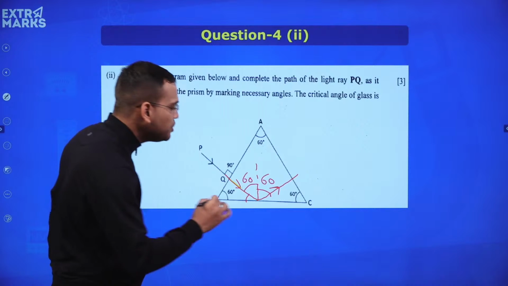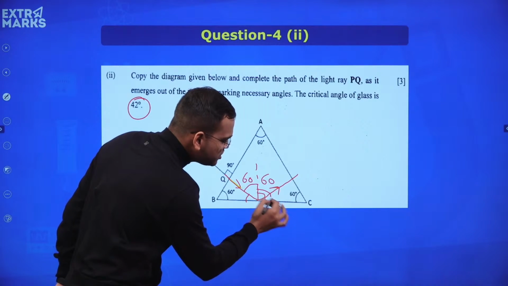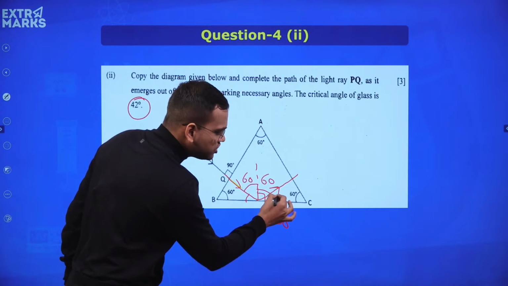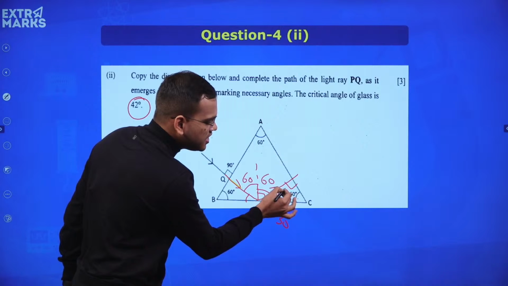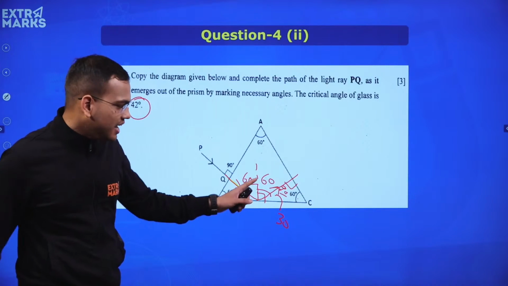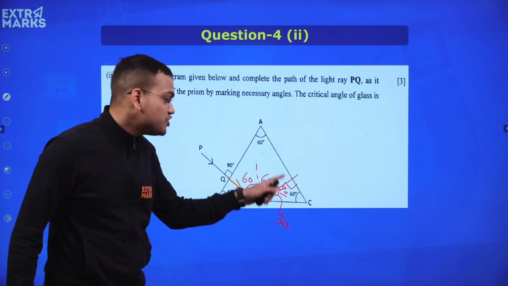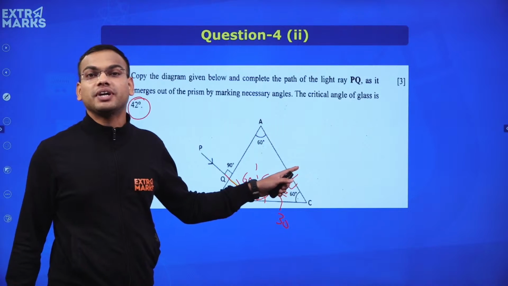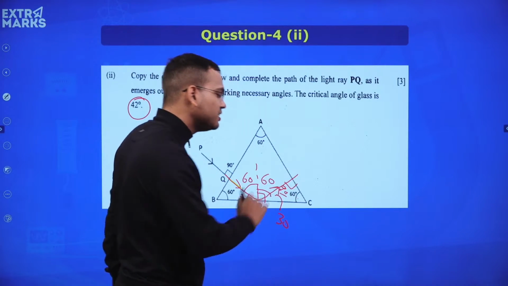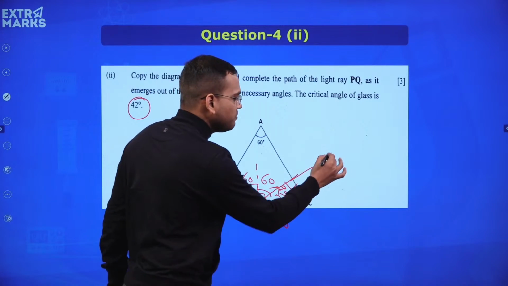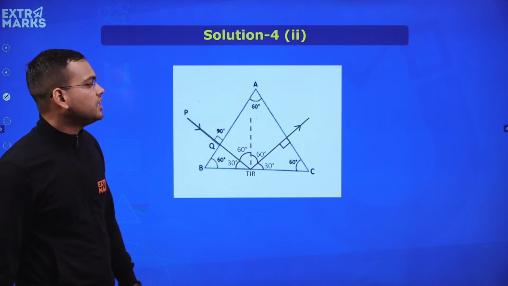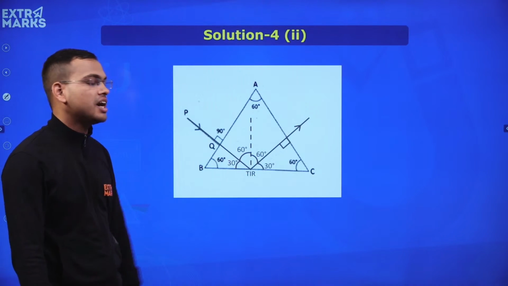Okay, now let's see the beauty. This is 60 and this is 90, so this will also be 30. Now this is 30, this is 60, will it be 90? Yes. Again the light ray is falling on the interface of two refractive media normally, and if it is falling normally, it will go undeviated. So the diagram will look like this. You have to make the diagram like that.